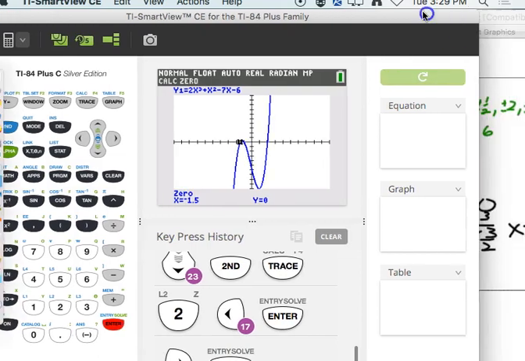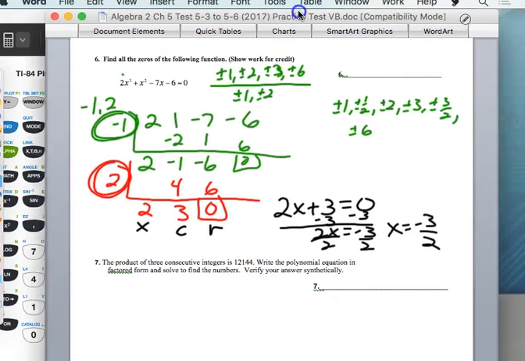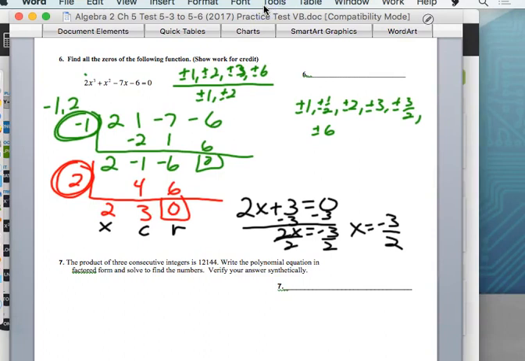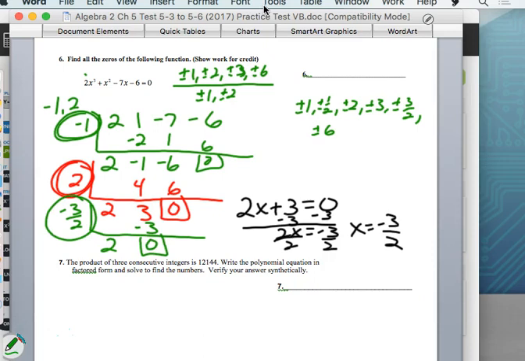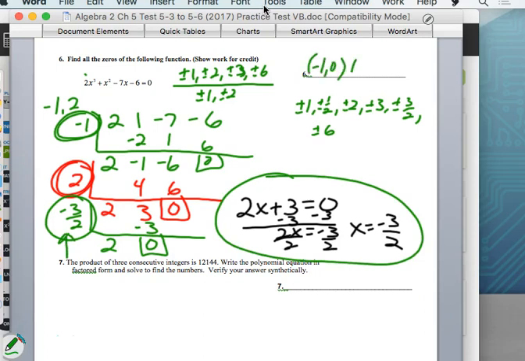So if you used the synthetic method on this last piece with -3/2 as your fraction, you bring the 2 down, and -3/2 times 2, the 2's would cancel out, and you would get -3, 0. Either way, whether you use an algebraic method or synthetic, you did verify those zeros. So -1, 0, 2, 0, and -3/2, 0 are your 3 zeros for that function.